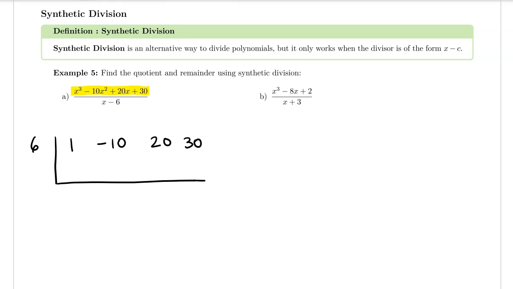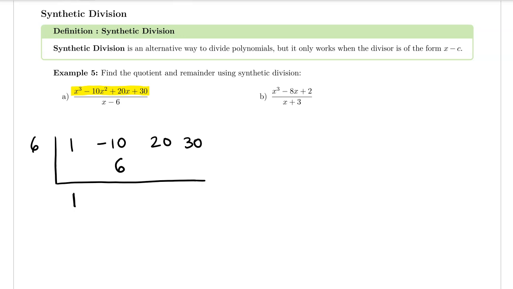Now the way that synthetic division works is inside of our box, we add vertically. So 1 plus nothing is 1. So I'm just going to put a 1 down here. And then from there, we multiply diagonally. So 6 and 1, I want to multiply those two numbers together. That's going to give me 6.